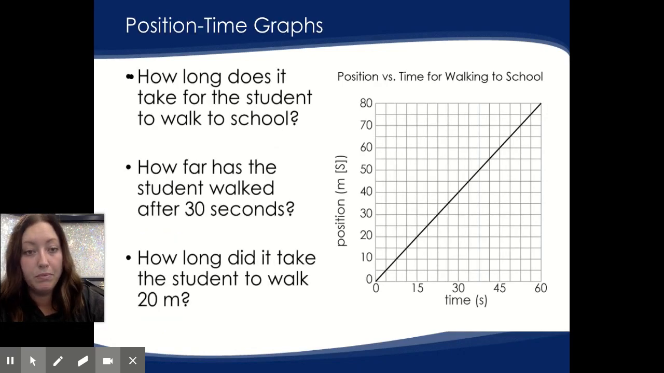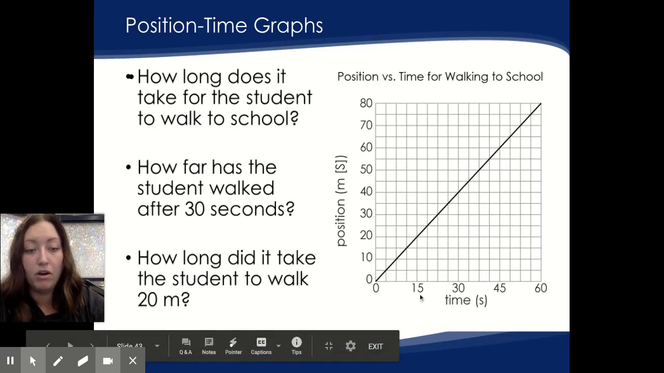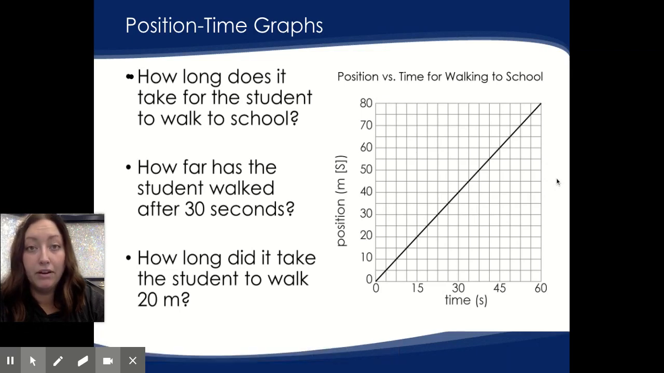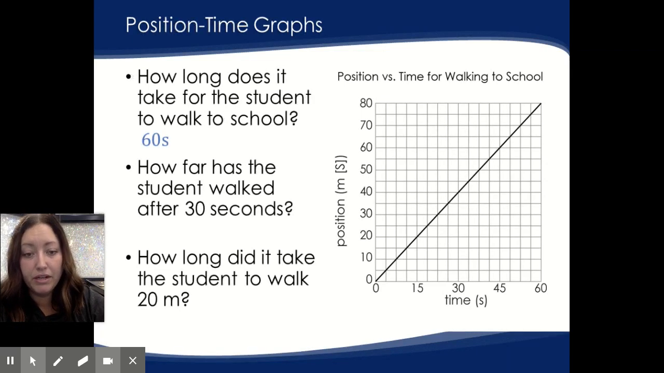So how long does it take for him to walk to school? That's easy. We have a whole graph telling us. So it takes him 60 seconds to walk to school. He must live very close to school. So 60 seconds. How far has he walked after 30 seconds?